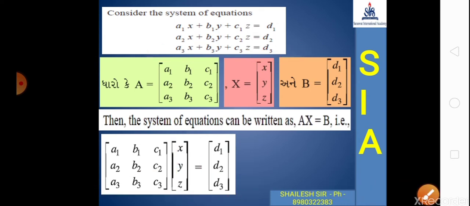It means, students, that the given three equations are converted into matrix form, and after that I go to the solution using the matrix inverse. Now let's start the related questions.